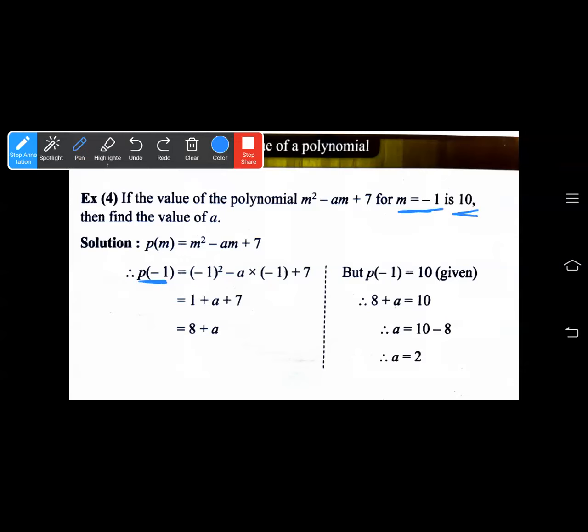The value of the polynomial is the whole value of the polynomial. After putting m is equal to -1, we are getting the value of the polynomial as 10. You should get it understand. M is equal to -1 is the value of the variable. When we are putting value of the variable into the polynomial, we are getting value of the polynomial, that is 10. Fine. So when we are getting this kind of question where one unknown value is there, which is a over here, you have to find out value of a. So that a we have to find out because here value of the polynomial is already given.